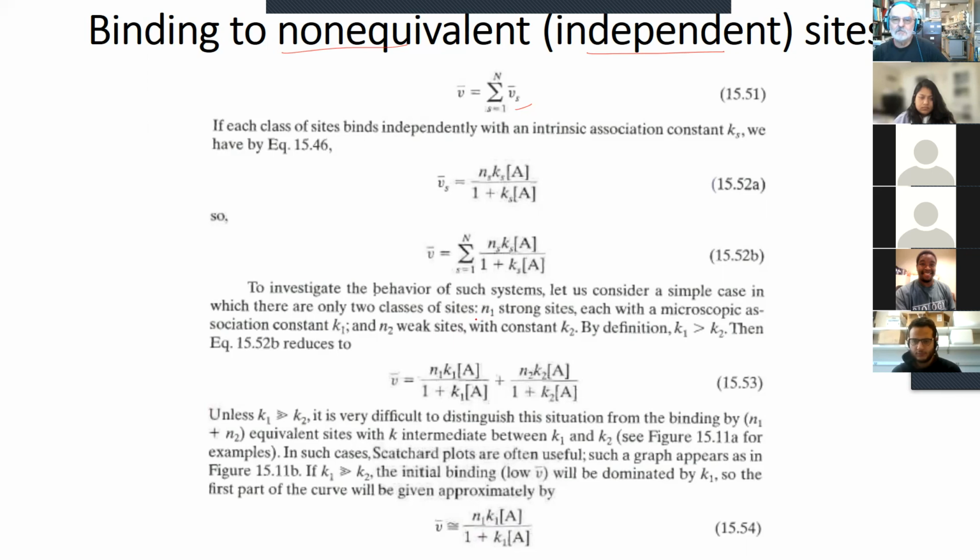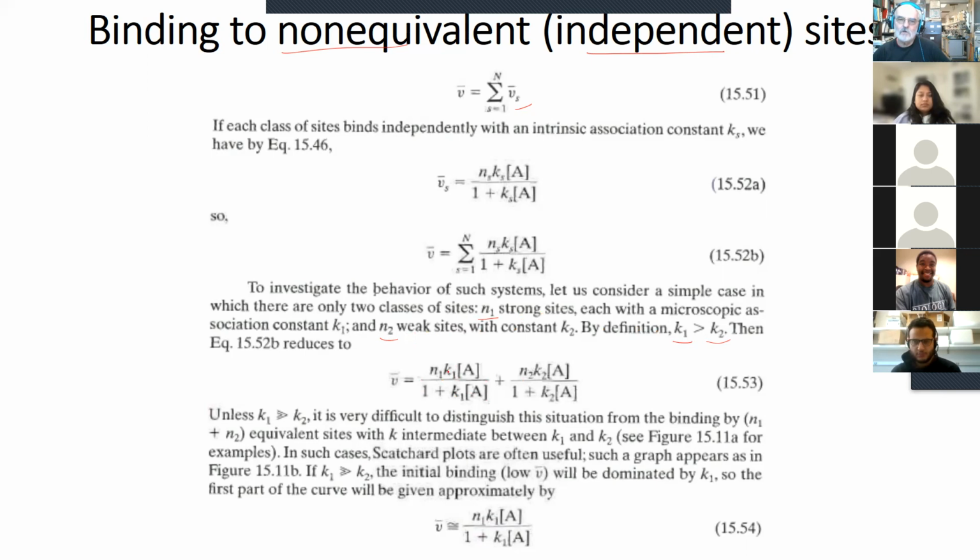Okay, and they describe this down below as N1 strong sites, N2 weak sites, and the binding constant for the strong sites is bigger than the binding constant for the weak sites. So imagine a situation where you had 2 binding sites.